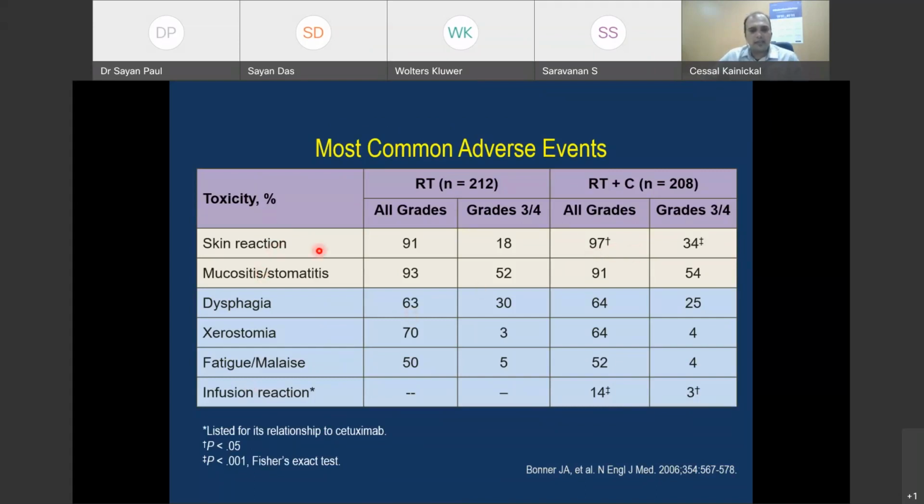And if you look into the toxicity part, the grade 3 and grade 4 toxicity, the skin reaction was statistically significant, and the infusion-related reactions were also more in patients who received cetuximab compared to radical radiotherapy.